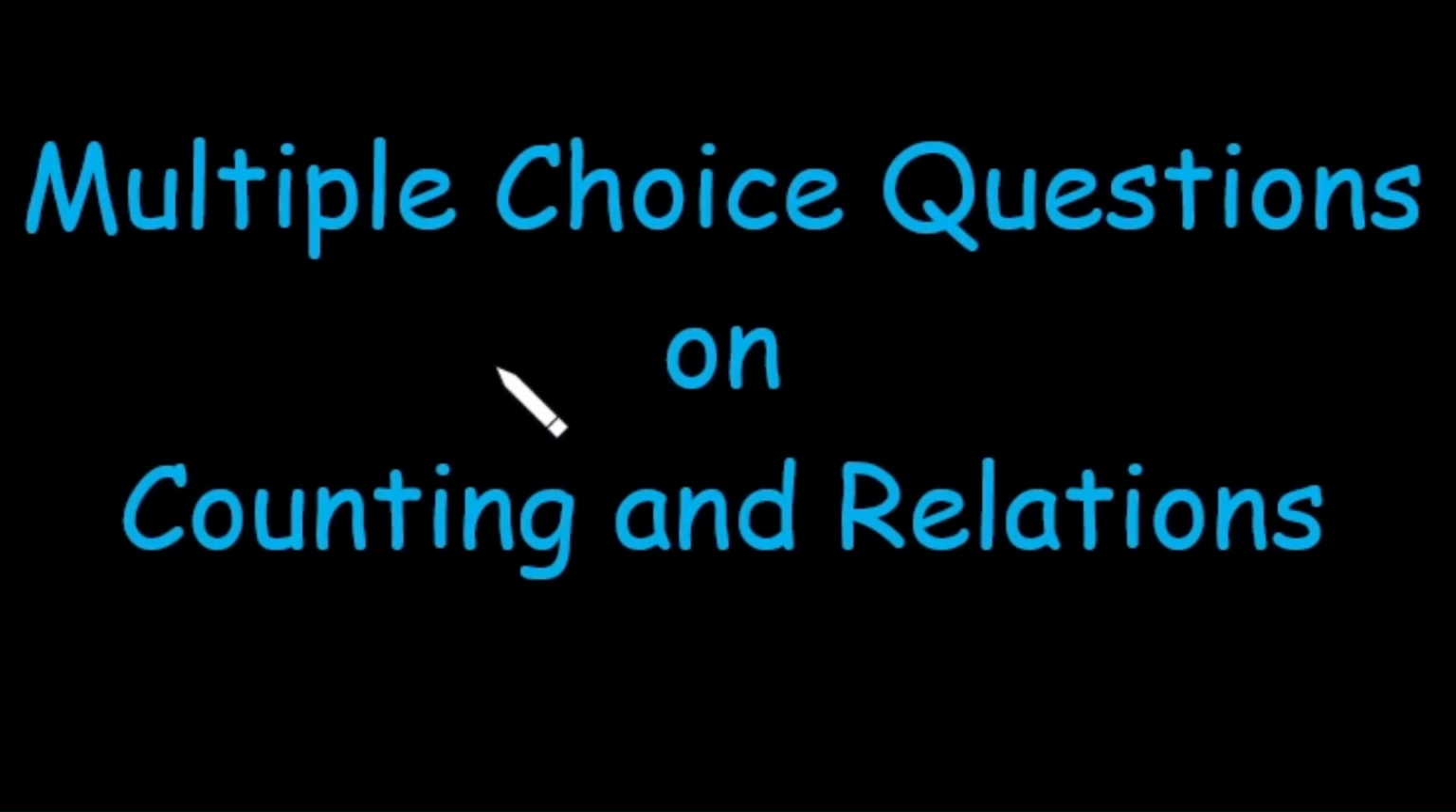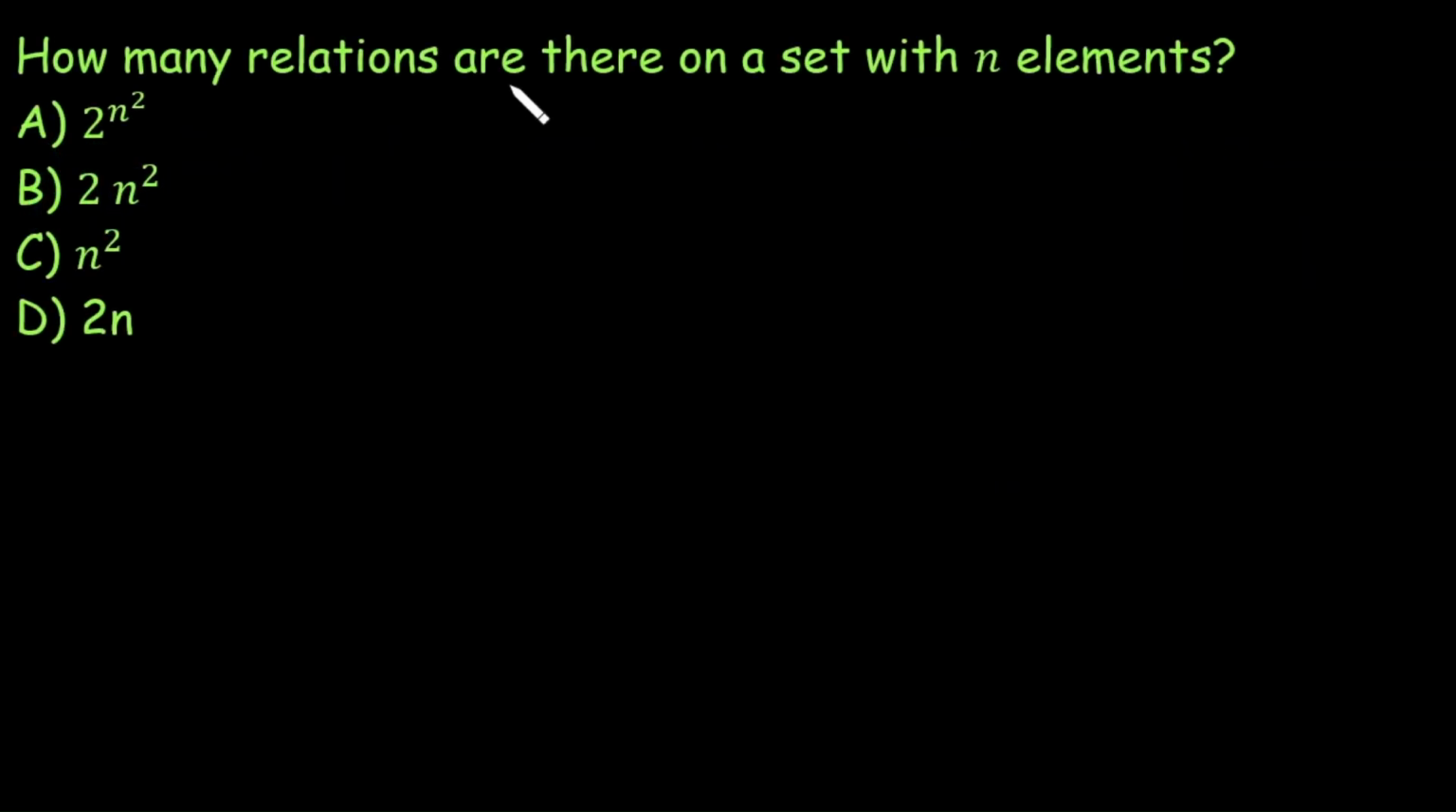Everyone. In this video, we are going to work with multiple choice questions, especially on counting relations. The first question we have is, how many relations are there on a set with n elements? Suppose we have the set A with n elements. A relation on a set A is a subset of A Cartesian product with itself. The total number of elements in the Cartesian product with itself is n into n.